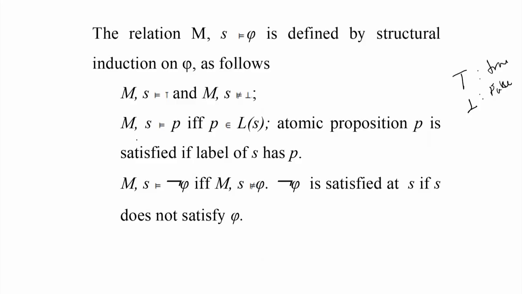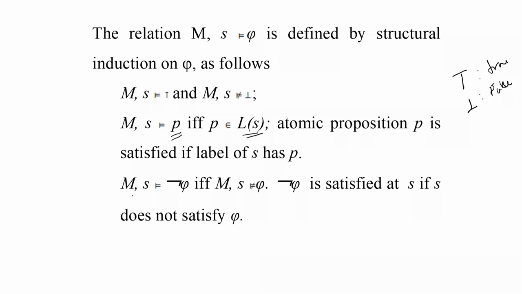Now, it says whether, in any state of the given model, an atomic proposition is true or false. If p belongs to the labeling function of that particular state s, then M, s models p, or you can say that p is true in the state s of the model M. On the other hand, if it is not a member of this labeling function, then the truth value of this atomic proposition is false at that state. So, an atomic proposition is considered to be true in a state provided it is a member of the labeling function of that state.